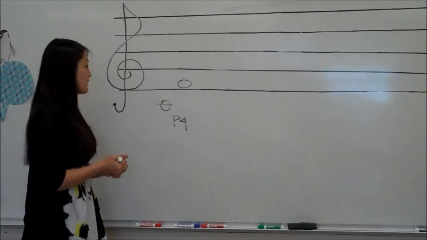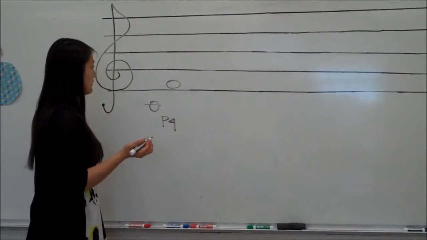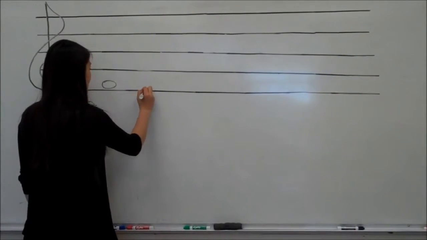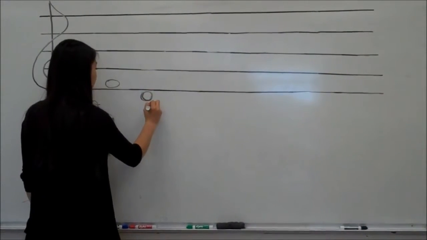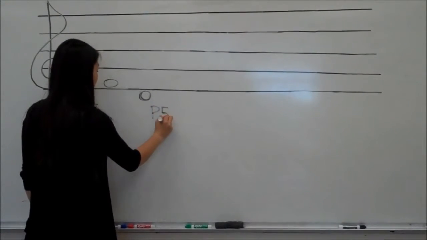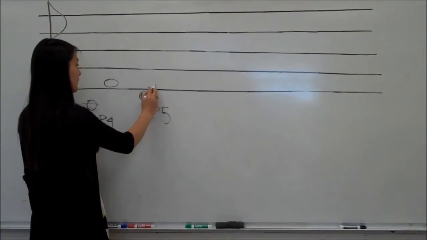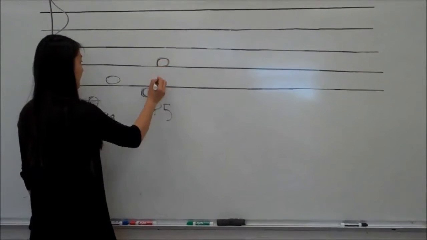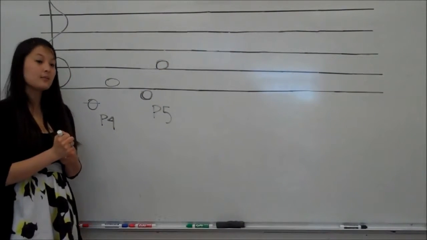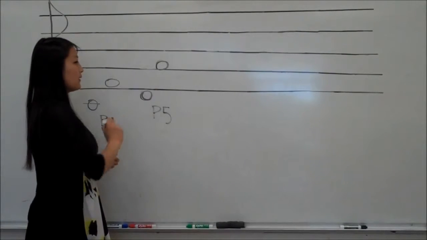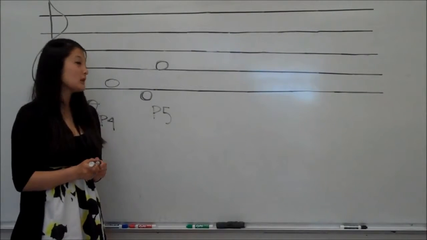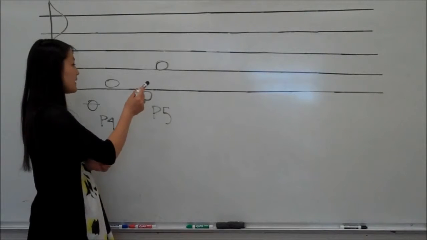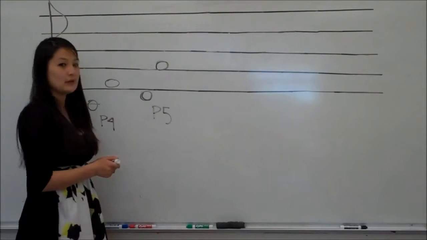So, for another example, you could do a D, and then count up 5 to make it a perfect fifth. So 1, 2, 3, 4, 5, to an A. And you know that this is perfect because there are 5 letter names in between these two notes, and also A natural is in the key signature of D.